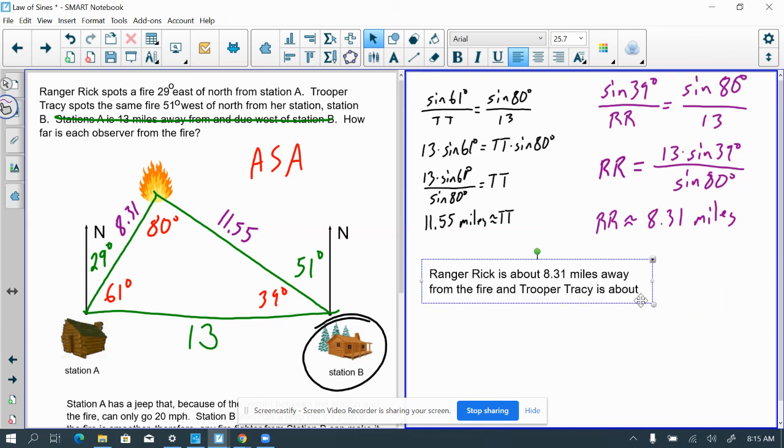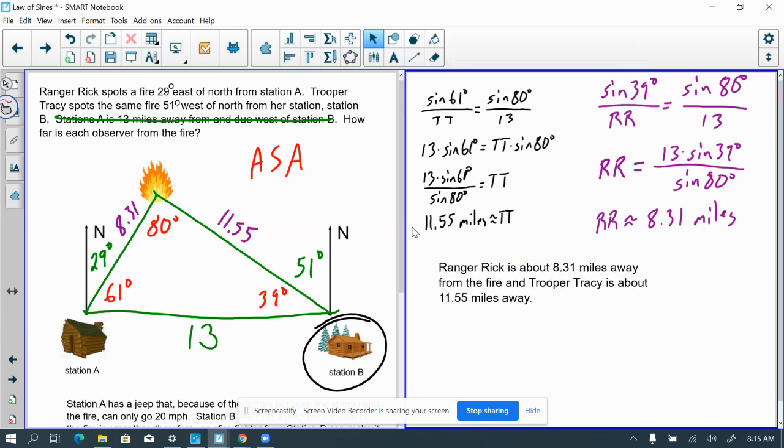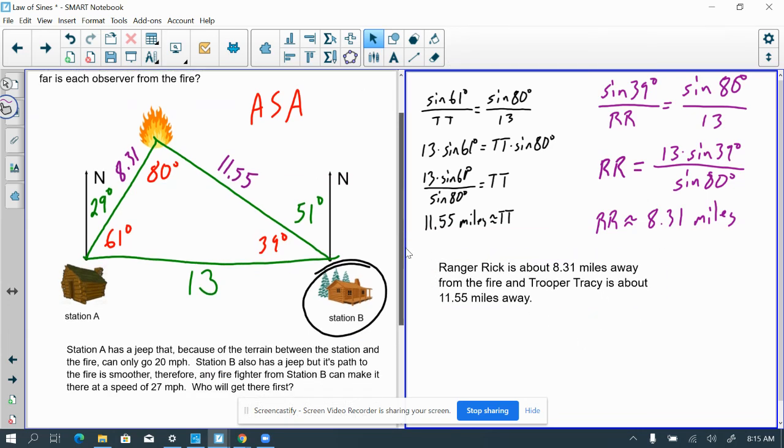She was about 11 and a half. So there's the answer to question number 1, but this one has a little extension. They both have Jeeps. Station A's Jeep can only go 20 miles an hour. Station B's Jeep can go 27 miles an hour. Who's going to get there first? How would you even solve that?